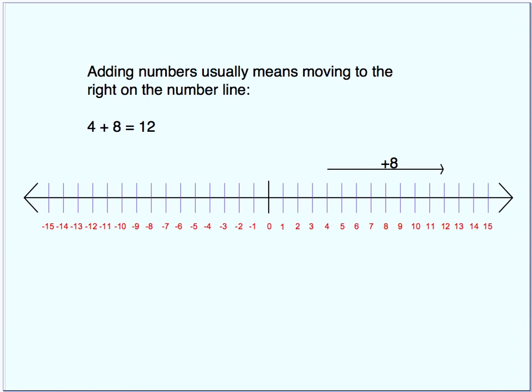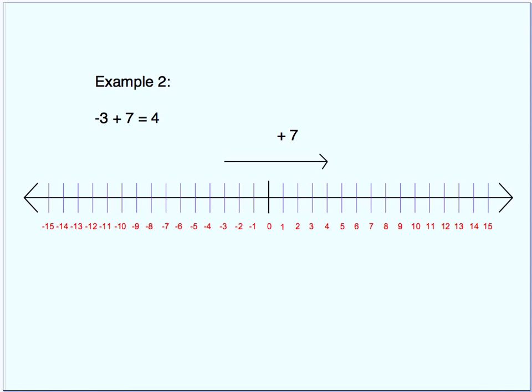So, typically when we're looking at addition, 4 plus 8 is 12. We would start at 4 on a number line and then move up or to the right by 8. And we would arrive at our final number, which is 12. This is pretty standard, and this is what you have been learning up till now.